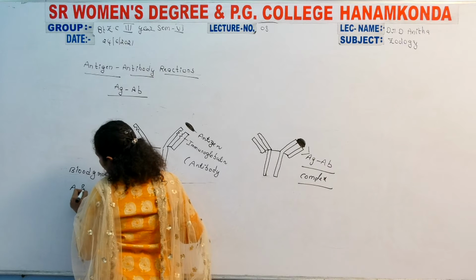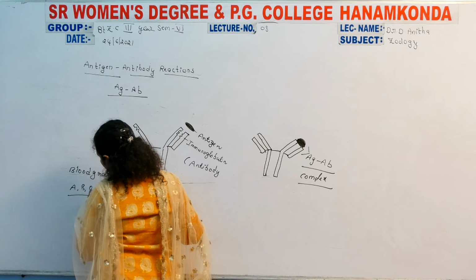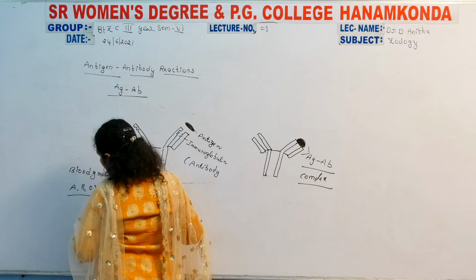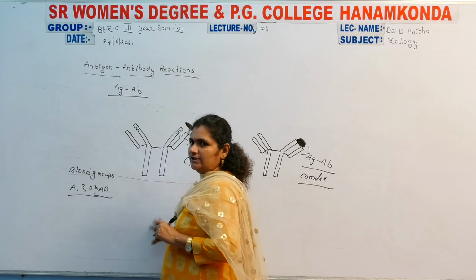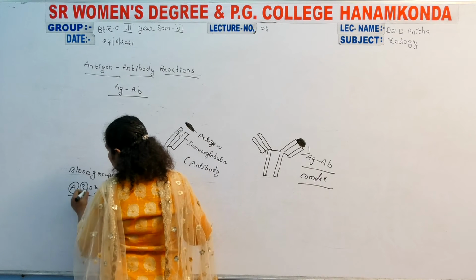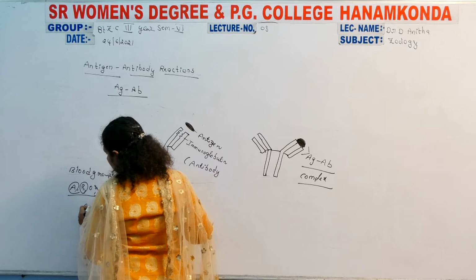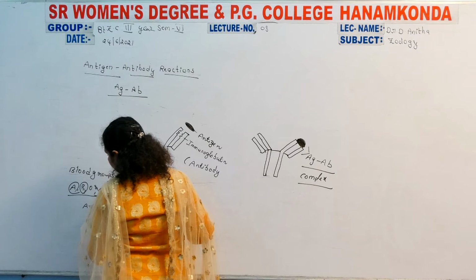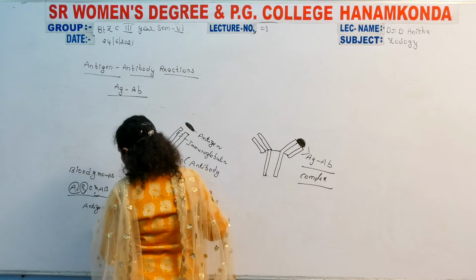Why? Because of A, B, O blood groups and AB. So blood groups are there. Actually, 4 types of blood groups are there. But each and every blood group should possess antigen and antibody. Antigen and antibody.